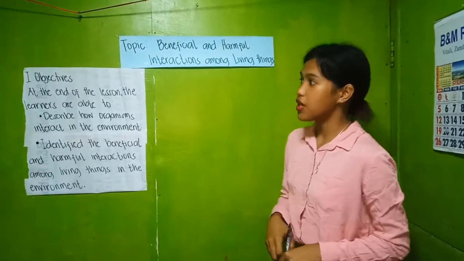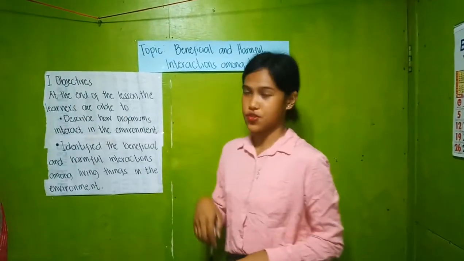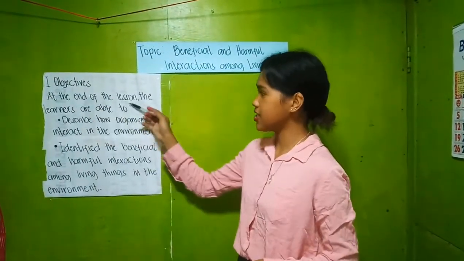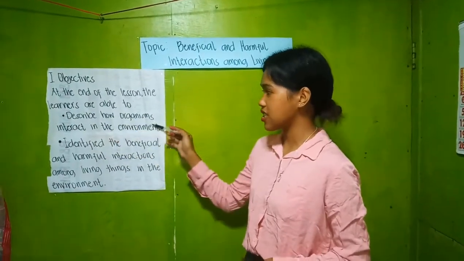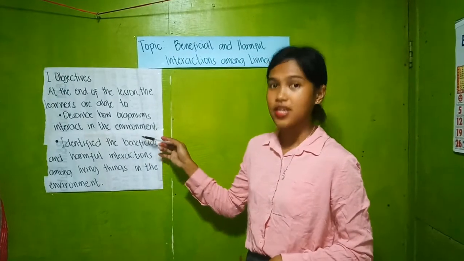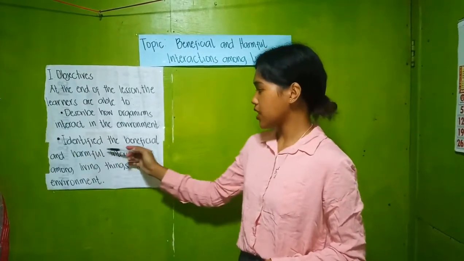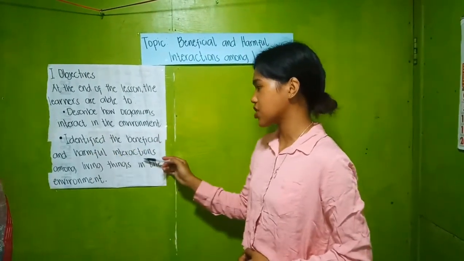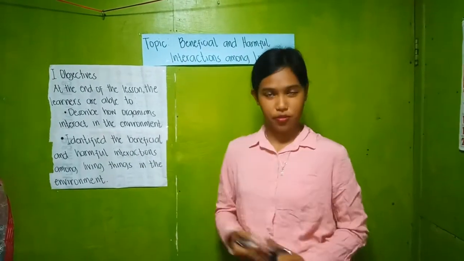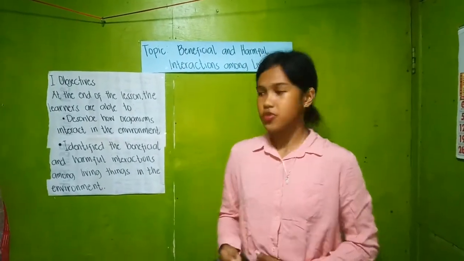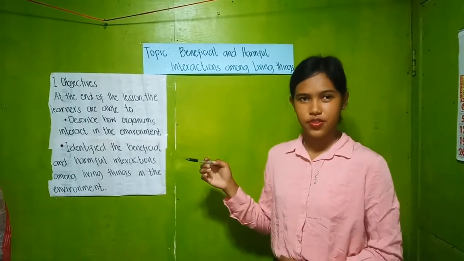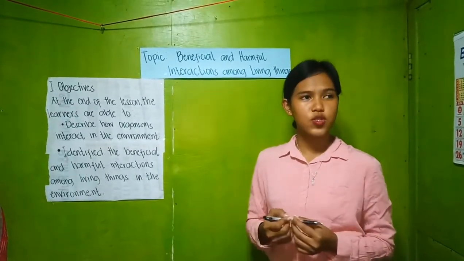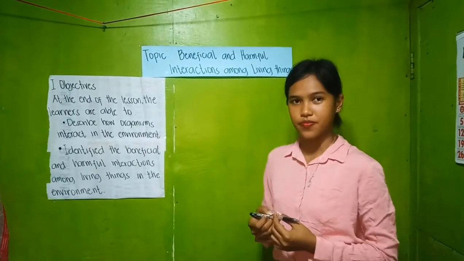To proceed, let us first read our objectives. At the end of the lesson, the learners are able to describe how organisms interact in the environment, and second, identify the beneficial and harmful interactions among living things in the environment. Are you familiar with symbiosis? Who among you knows the meaning of symbiosis?